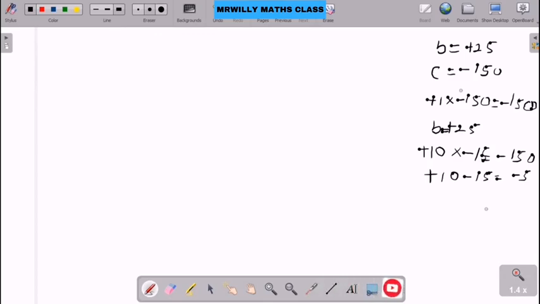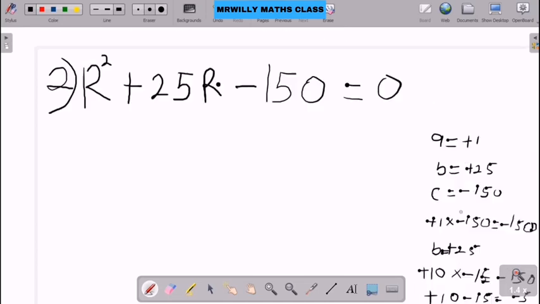We can try 30 and 5. Look at now. Plus 30 times minus 5 will give you what? Minus 150. I see. Plus 30 times minus 5 is minus 150. Plus 30 minus 5 will give you what? Plus 25. Now you can see that we can use plus 30 and minus 5 because it meets the condition that we are looking for. Plus 30 times minus 5 will give you minus 150, and plus 30 minus 5 will give you 25.